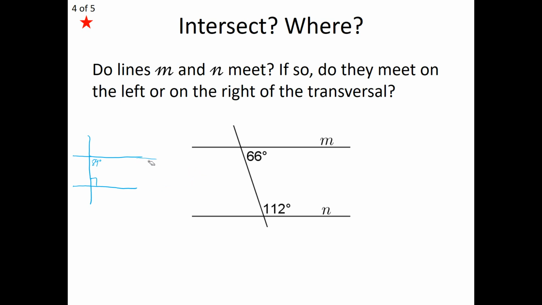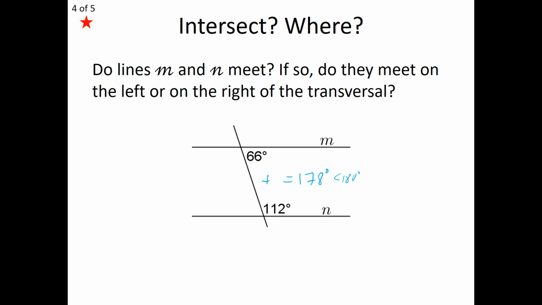So, in other words, what I'm introducing in this case is that we're looking at the sum of our consecutive interior angles. If the sum of the consecutive interior angles is less than 180 degrees, then it will intersect on that side of the transversal. So let's take a look at these two angles. We have 66 degrees and 112 degrees. Let's add those two together. What do we get? We get a sum of 178 degrees, right? 66 plus 112, that's a sum of 178 degrees, which is less than 180 degrees.